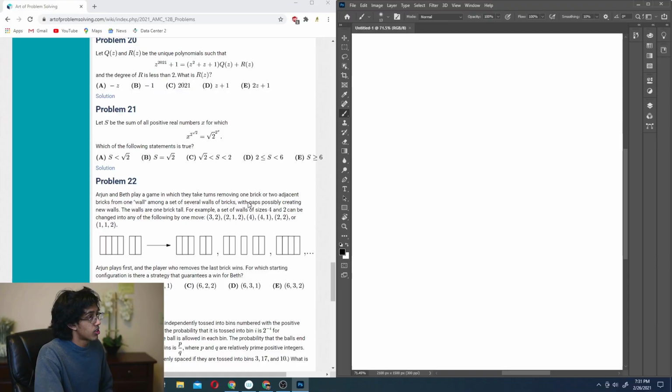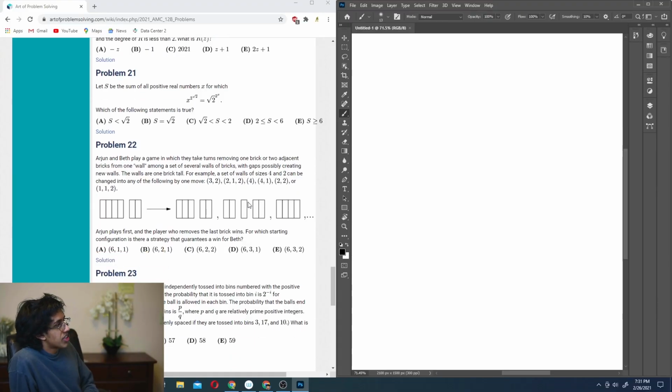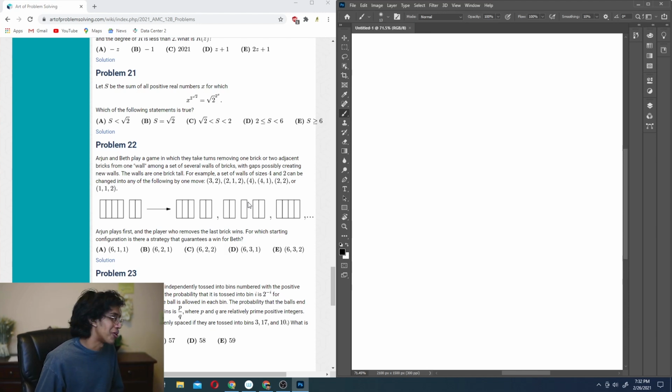Will be very cool. Alright, so problem 21: let S be the sum of all positive real numbers x for which x to the 2 to the root 2 is equal to root 2 to the 2 to the x. Which of the following statements is true? Basically I saw this on the test, and I was like, no, let's just skip it. I'm not even going to think about it, because I don't know how to do these kinds of problems, so I just skipped it. But let us see if we can actually solve this.